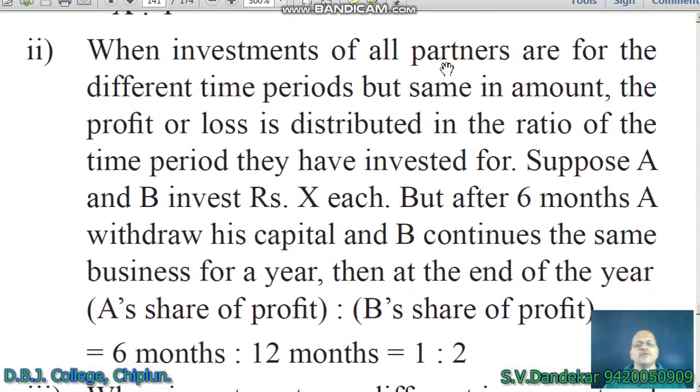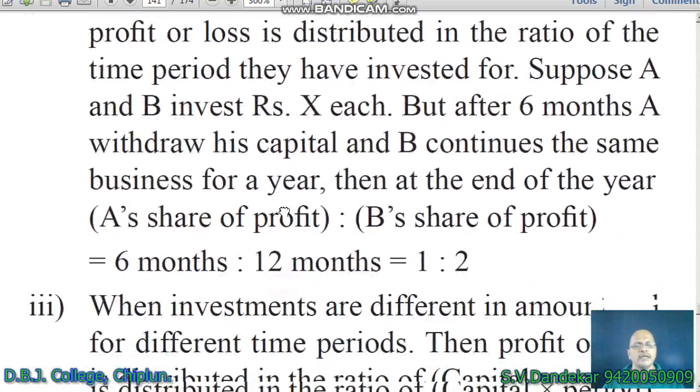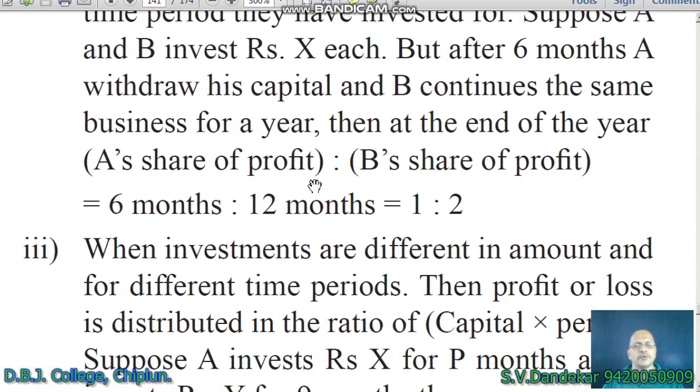When investments of all partners are for different time periods but the same amount, the profit or loss is distributed in the ratio of the time periods they have invested for. Suppose A and B invest rupees X each, but after 6 months A withdraws his capital and B continues the same business for a year. Then at the end of the year, A's share of profit is to B's share of profit or loss as 6 months is to 12 months, that is 1 is to 2.